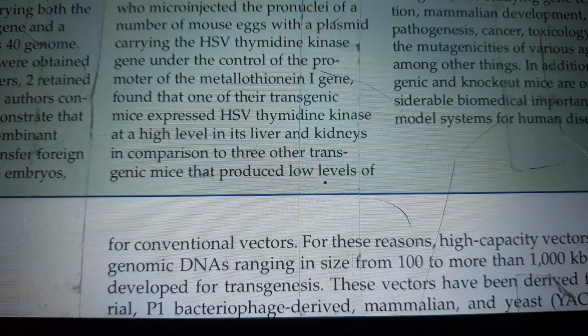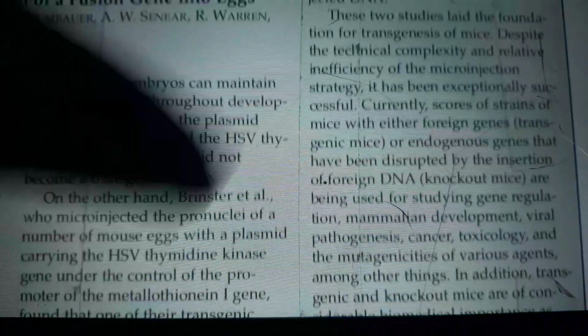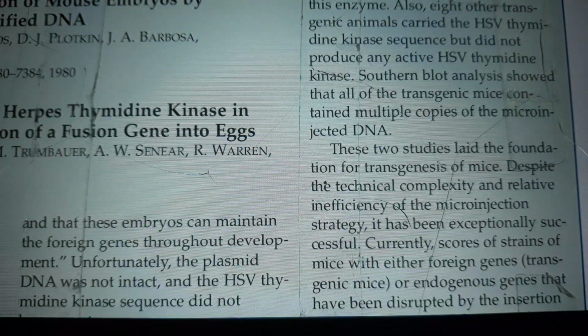On the other hand, Brinster et al., who microinjected the pronuclei of a number of mouse eggs with a plasmid carrying the HSV thymidine kinase gene under the control of the promoter of the metallothionein 1 gene, found that one of the transgenic mice expressed HSV thymidine kinase at a high level in its liver and kidneys in comparison to 3 other transgenic mice that produced low levels of this enzyme.